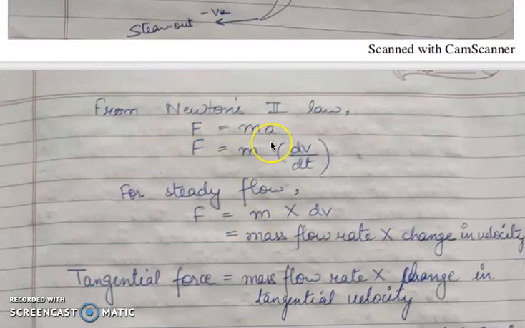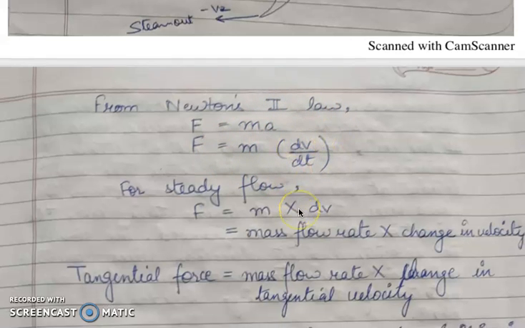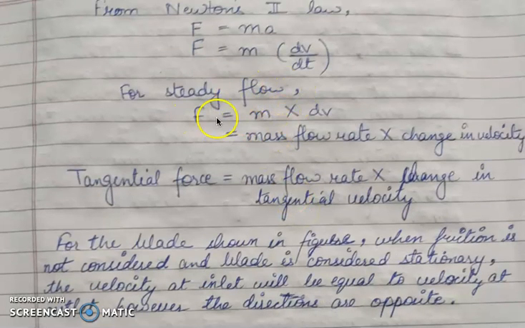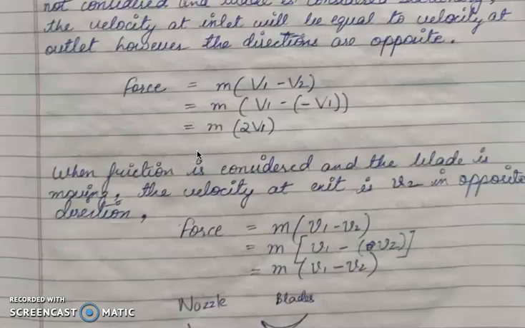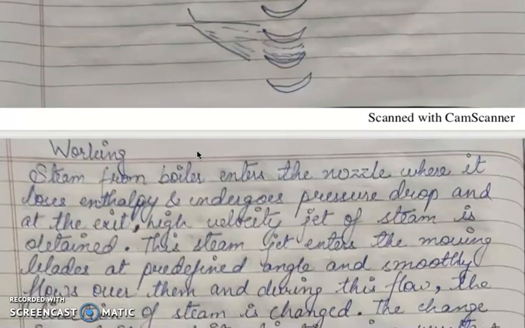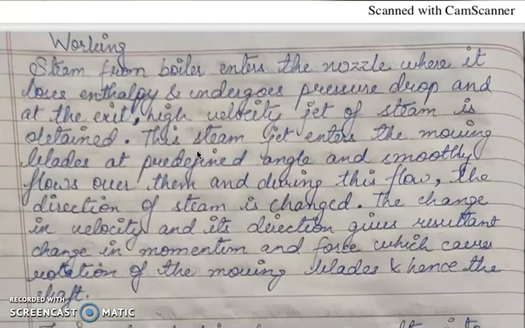So there is a change in momentum due to this change in velocity, which we can describe with Newton's second law, F equals ma, with acceleration calculated from the change of velocity. For a steady flow process, we can write this force as m into dv, as dt is taken as constant. So mass into change in velocity will be the tangential force acting to move the blades. All this is covered in the derivation in later videos.